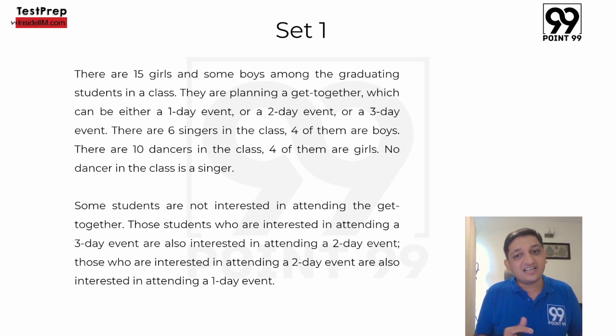There are 6 singers in the class and 4 of them are boys. So again a very basic factual bit of information that we have here. There are 10 dancers in the class and 4 of them are girls. Again, fair enough. So some boy dancers, some girl dancers, some boy singers and some girl singers. These are there. No dancer in the class is a singer. तो कोई overlap नहीं है दोनों performers के बीच में.